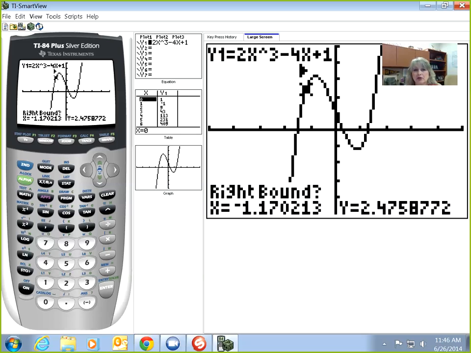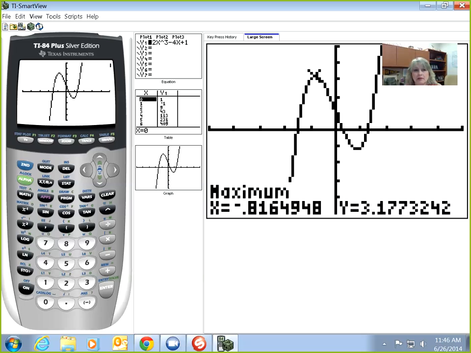So move your cursor to the right side of the high point. So again, we're just going to move anywhere over to that side. Press enter, and then guess. Well, we don't want to guess. We're going to press enter one more time. All right, so notice we have a maximum value at approximately -0.816 as our x, and our y is about 3.177, okay? All right, so that's how you find your maximum.